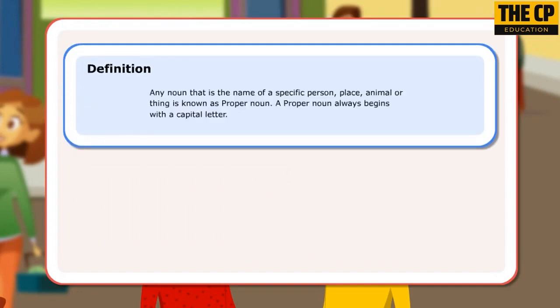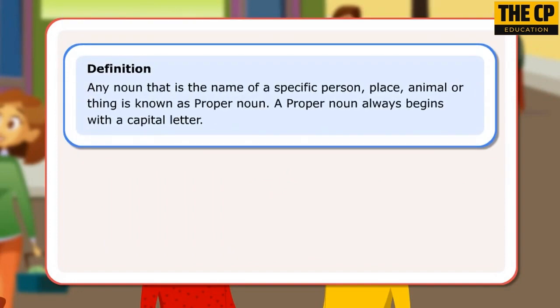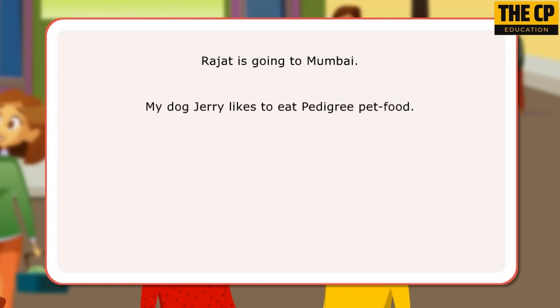Definition: any noun that is the name of a specific person, place, animal, or thing is known as a proper noun. A proper noun always begins with a capital letter. Let us look at a few sentences. Rajat is going to Mumbai. My dog Jerry likes to eat Pedigree pet food. Taj Mahal is a symbol of love.